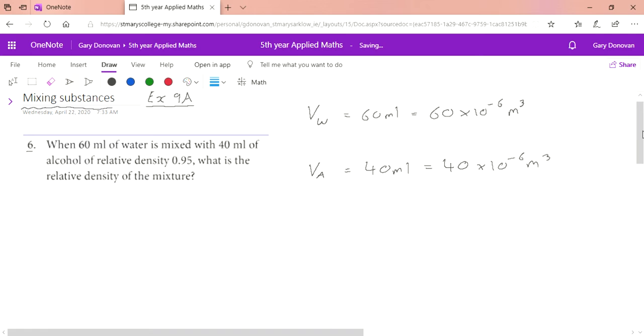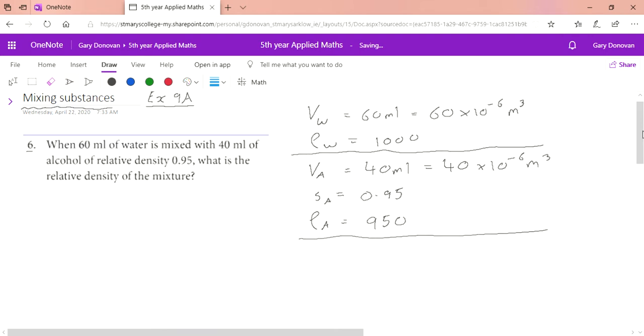And alcohol has a relative density, S of alcohol, of 0.95. What I like to do is I just use the density, which would be 950. Water, we know the density of water. It's always 1000 unless they tell you otherwise. So the water and the alcohol are mixed together to give us a new substance, let's say total, and we're looking for the relative density of that substance. So in order to find the relative density, we find the density, and then we can find the relative density.